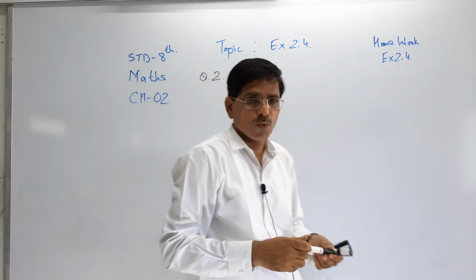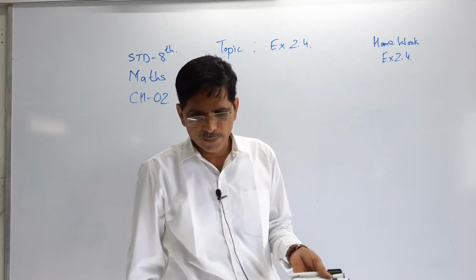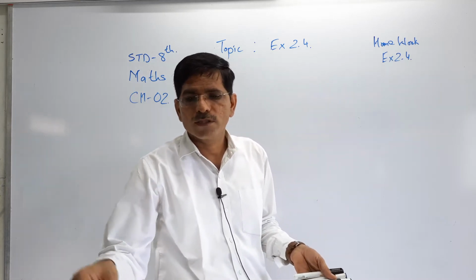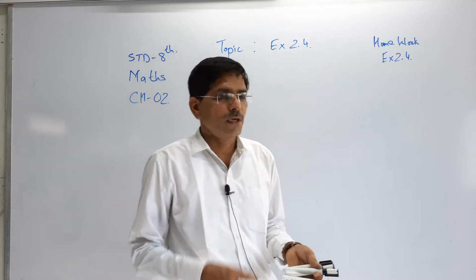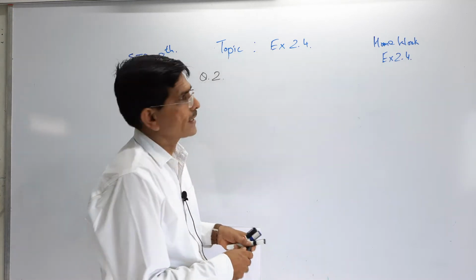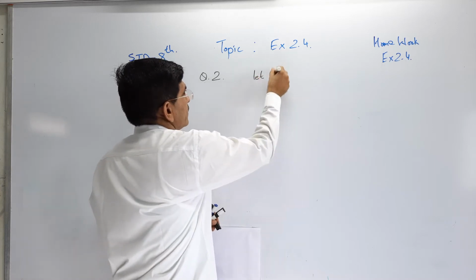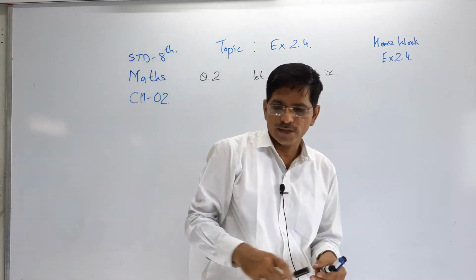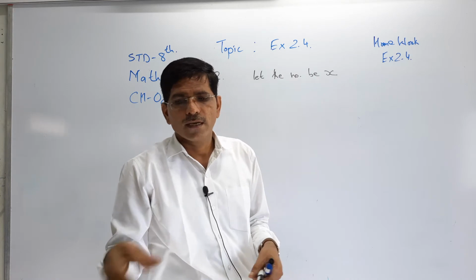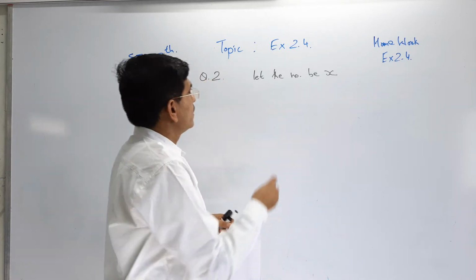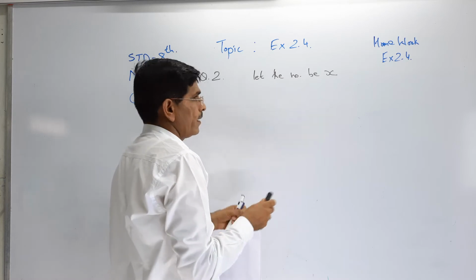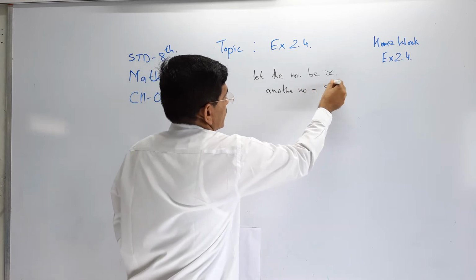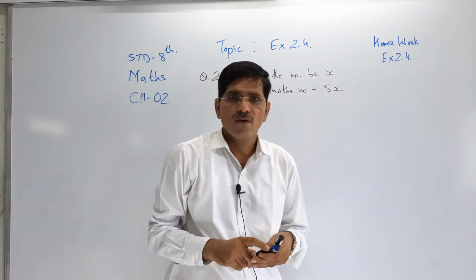Question number 2. What is in question number 2? A positive number is 5 times another number. Let the number be x. Now the other number is 5 times that, so we can say 5x.